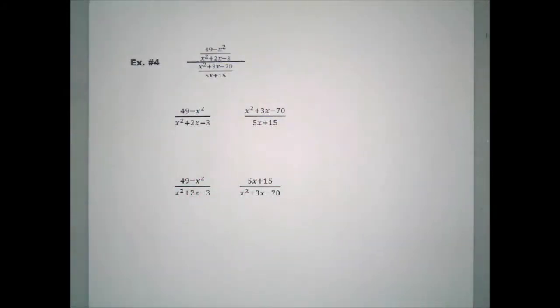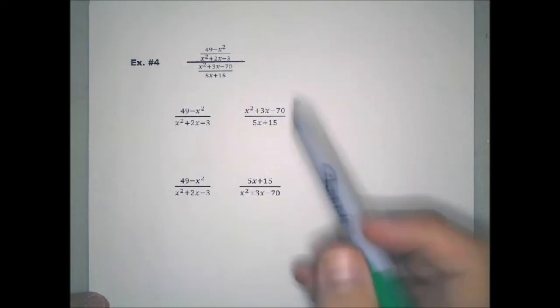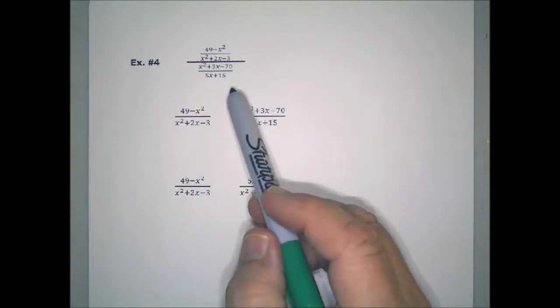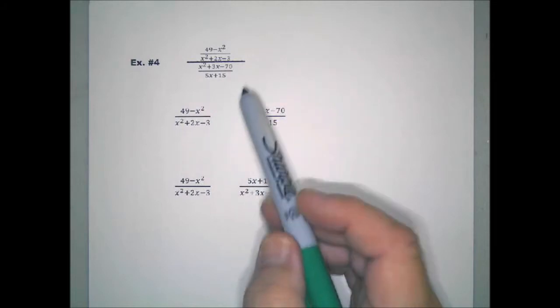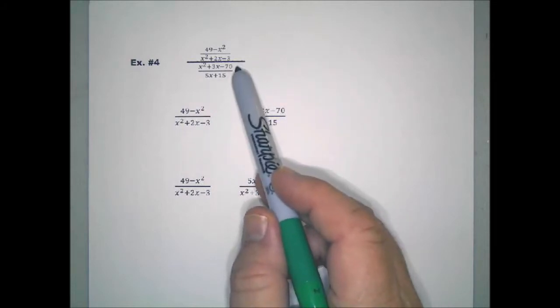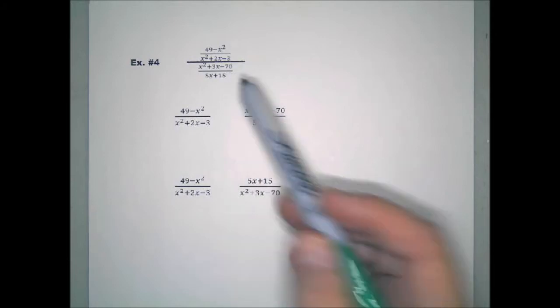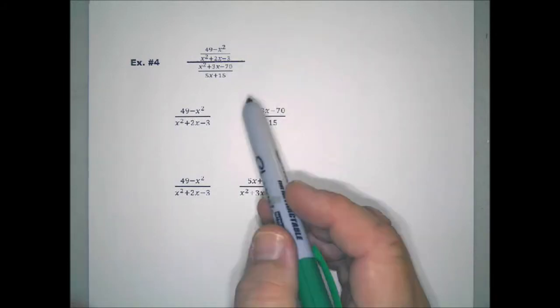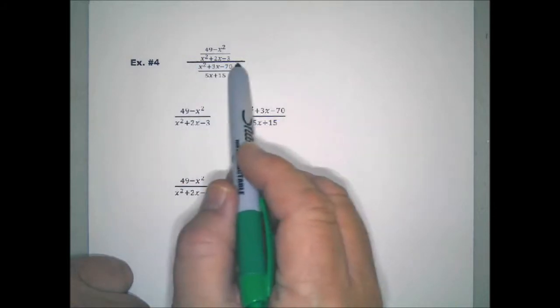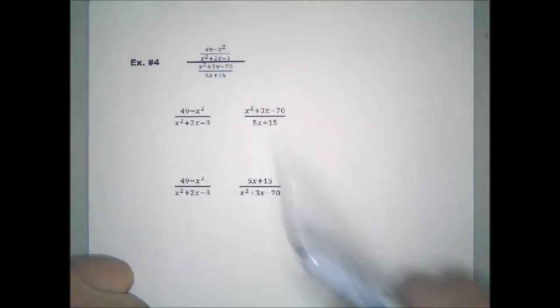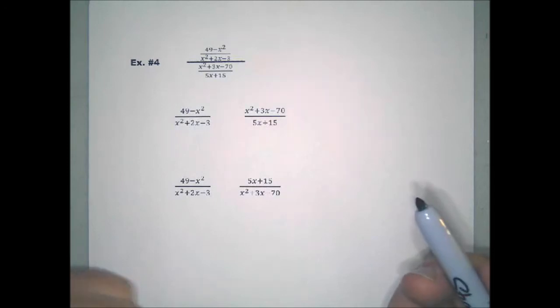Example number 4 looks bad, but to be honest with you, I think it's actually easier than example number 3. It's presented as a complex fraction. A complex fraction is just fractions within fractions. Notice the numerator has a fraction in it and the denominator has a fraction in it. But really, all you have to do is think of this main fraction bar right here, the one in the middle, as a division sign.